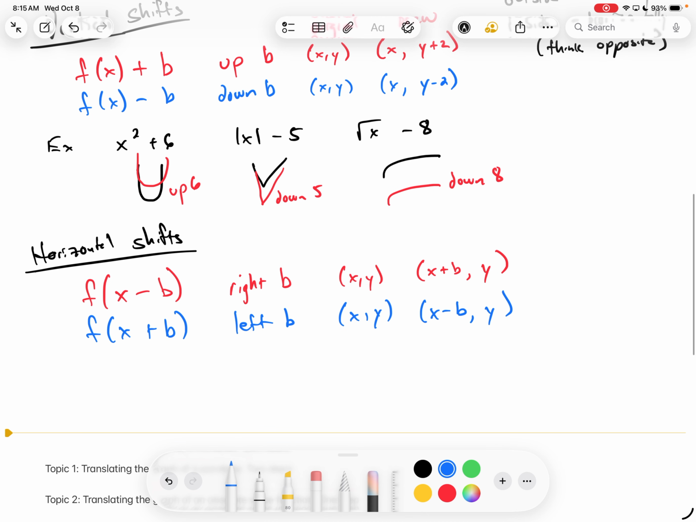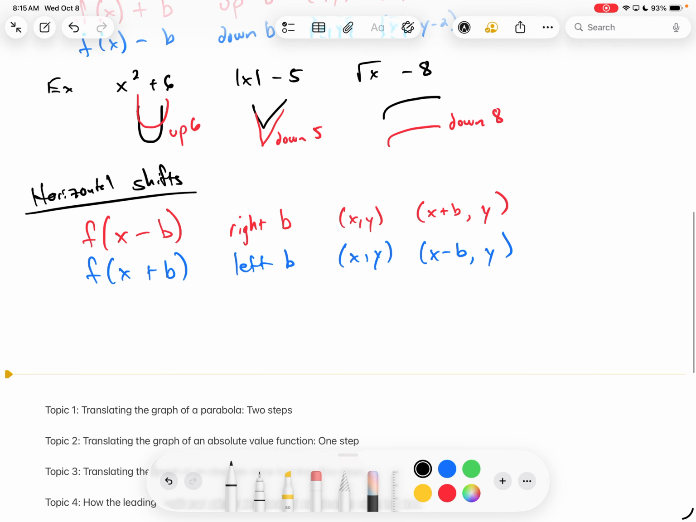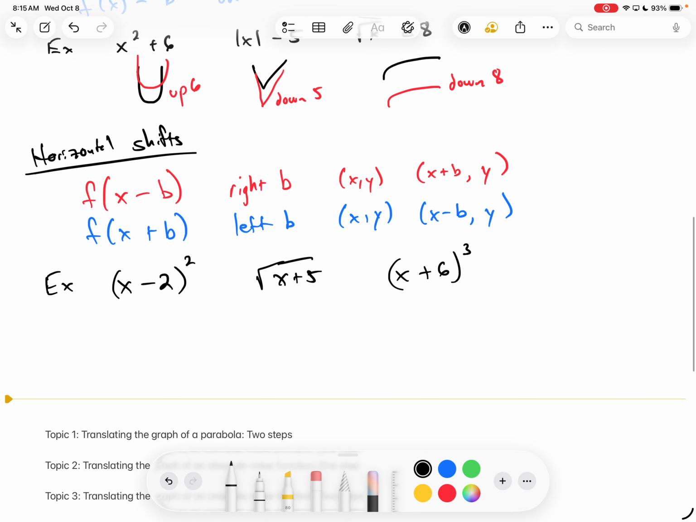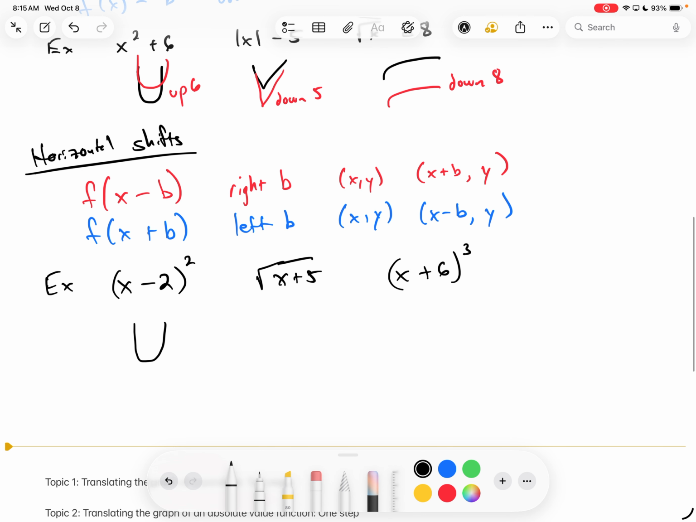So I'm on the inside here, so it's doing something horizontally. My examples here are like if I had (x - 2) squared, or, try not to use the same one every time, the absolute value of (x + 5), the square root of (x + 5), (x + 6) cubed. Okay, so my original may look like this, this, or this.